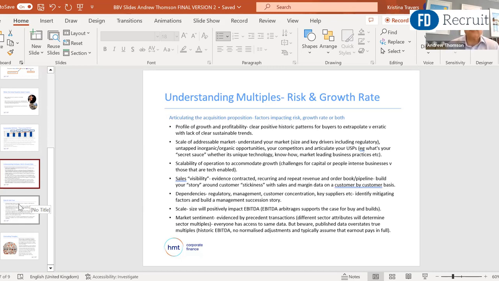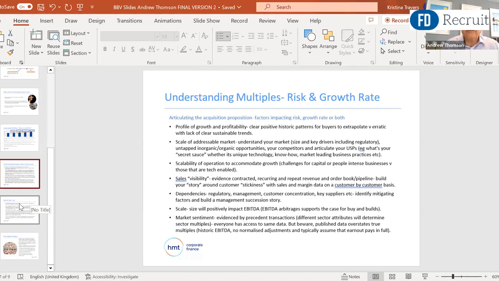The scale of the addressable market is obviously really important as well. When you articulate your acquisition proposition, it's important you understand your market. That's got to be the size and what the key drivers are of that market, including regulatory. It's important to be able to identify and articulate any untapped inorganic and organic opportunities.